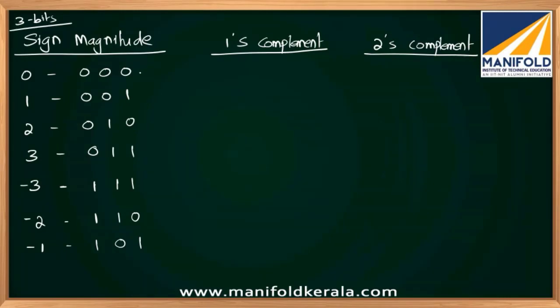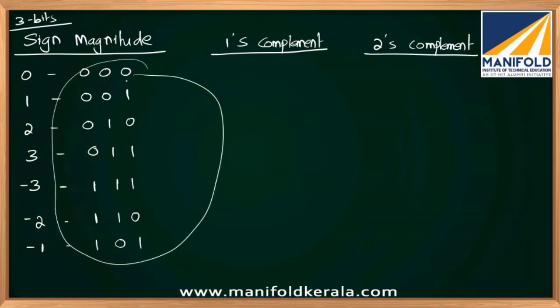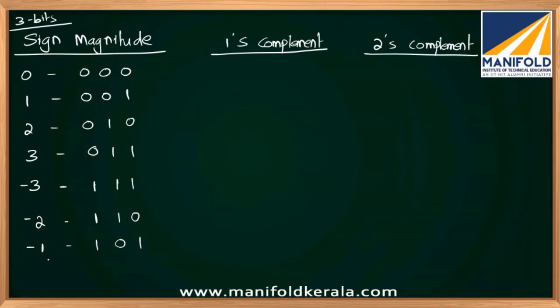But how many bit strings are utilized here? Have we utilized all the bit strings possible using 3 bits, every combination? No, there is one more possibility. What is that last possibility? There is one more bit string, which is 100.